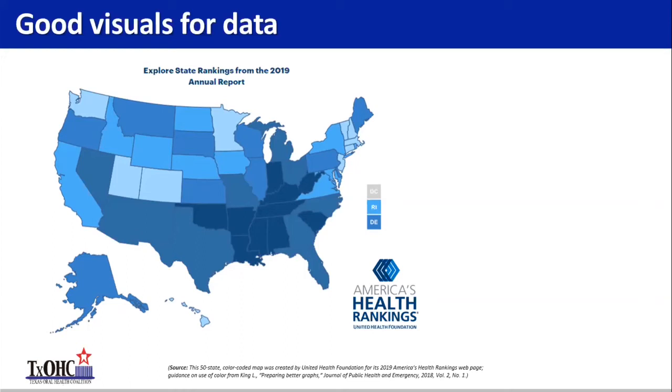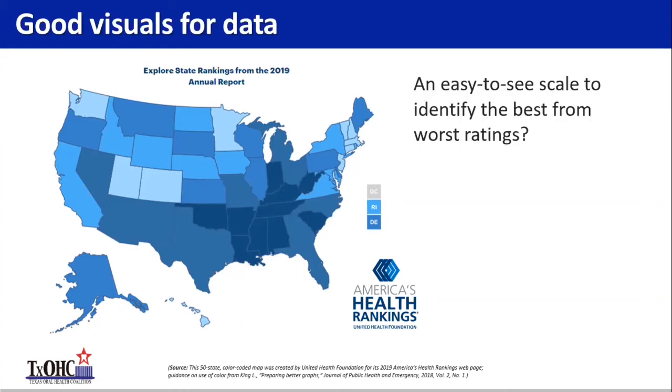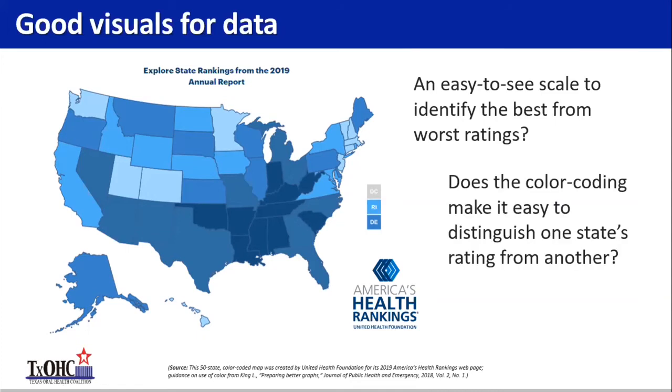Maybe, maybe not. I think there should be more of a distinction there as far as how those are represented. So there's not an easy to see scale telling us what's the best, what's the worst rating, and the color coding does not make it easy to distinguish one state's rating from another. Most people will discern properly, but you just don't know.